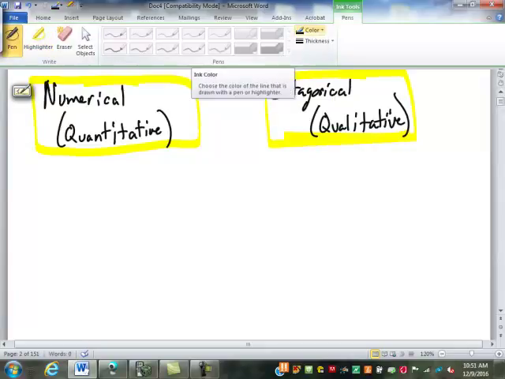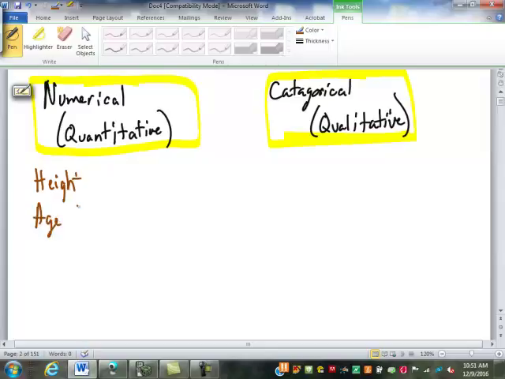So examples of numerical might be measuring height, age, blood pressure, cholesterol level, blood sugar, anything that's going to come up with a number.